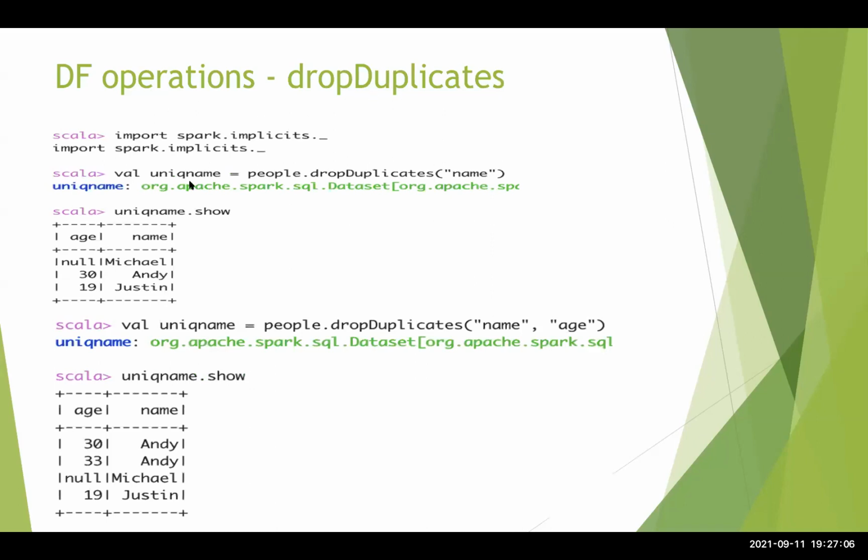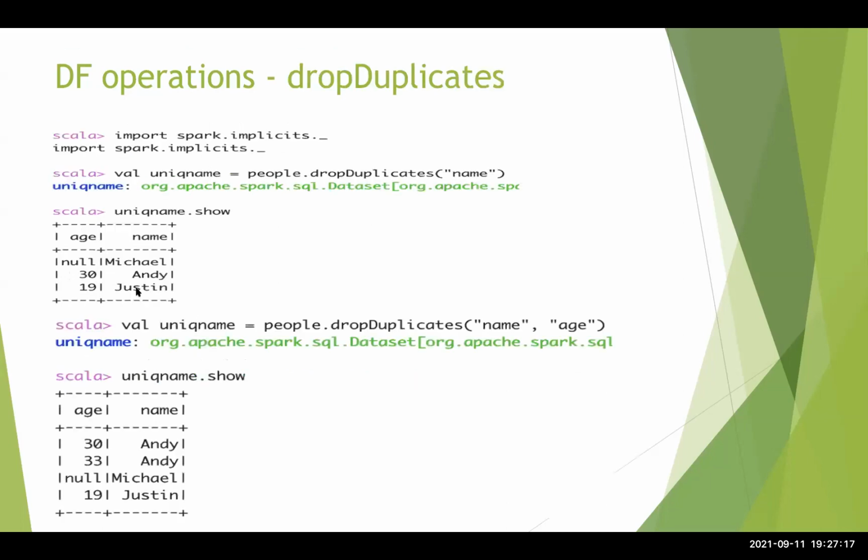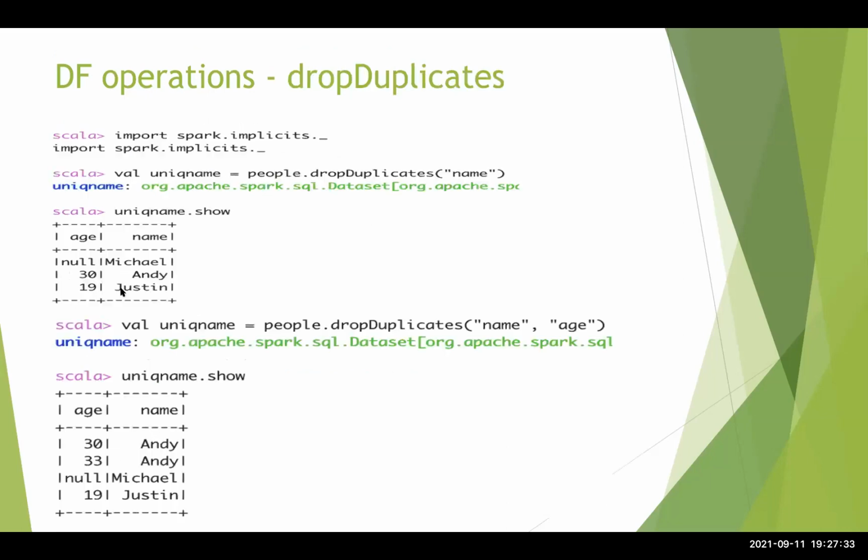Now I want to drop the duplicates. Drop duplicates takes one column or a combination of columns. In the example there were two records with the same name. When I say drop duplicates with just the name, it will drop the records which have the same name. With name and age, the two Justin records have the same name and age, so those will be dropped and the rest will be given in the output DataFrame.